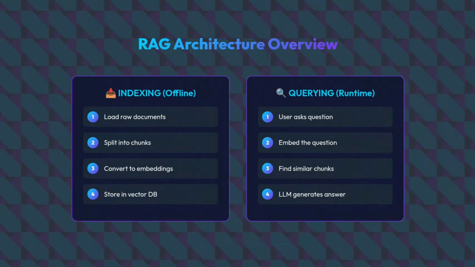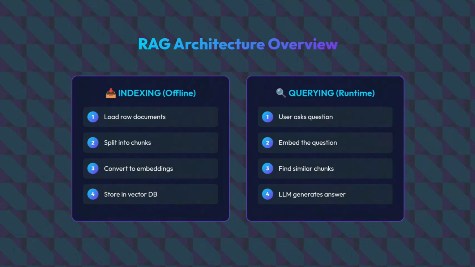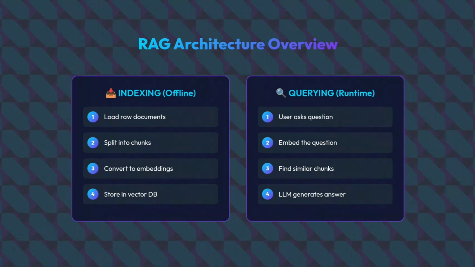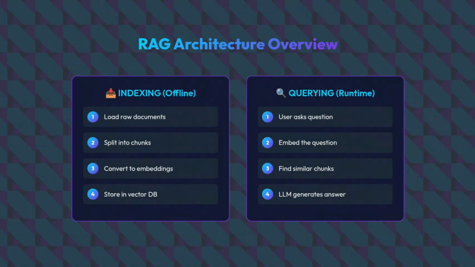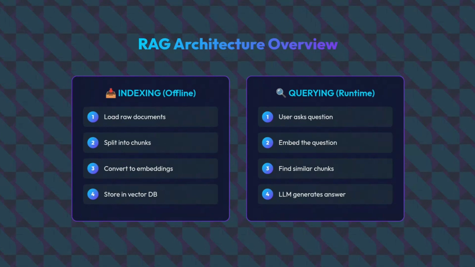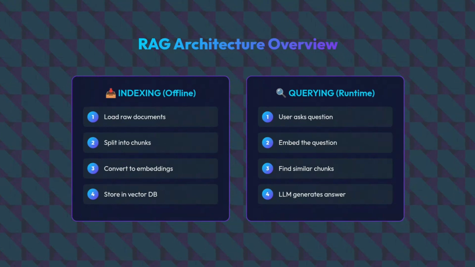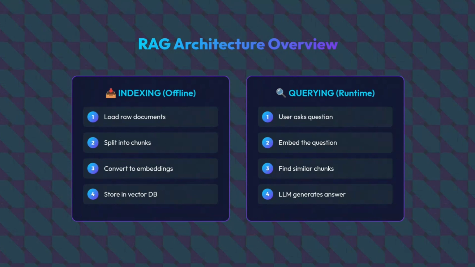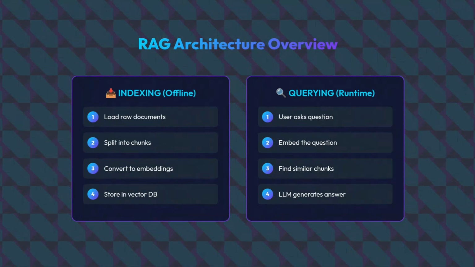There are 2 phases, indexing and querying. The indexing phase happens offline. You take your raw documents, split them into chunks, convert each chunk into a vector embedding, and store those embeddings in a vector database. The querying phase happens at runtime. A user asks a question, you embed that question, find the most similar chunks using vector search, and send those chunks plus the question to the LLM to generate an answer. That's the whole pipeline. Now let's build each piece.